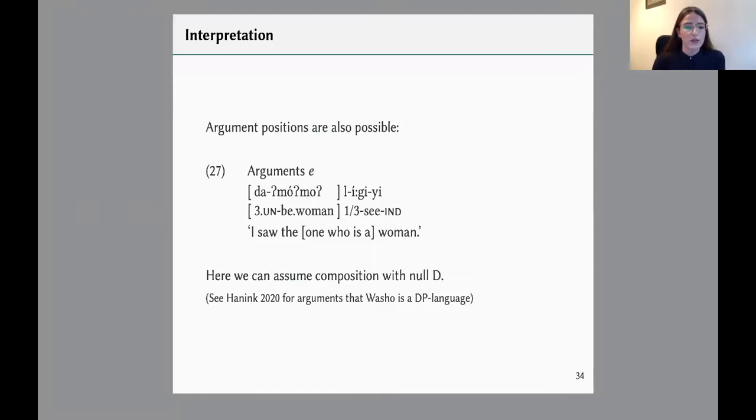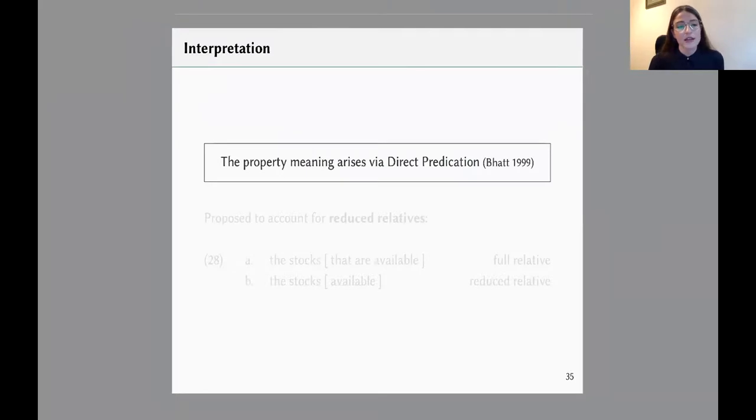But importantly, we know that argument positions are also possible, so this is not surprising. So we see this here in 27, dat mot mot ligi, or I saw the one who is a woman. But here we can assume composition with a null D. So we don't need to say anything too much extra or too surprising about the fact that we can get these in argument position. Now, I'm going to propose here that the property meaning that we want these things to begin as arises via direct predication. Direct predication was proposed by Bott 1999 to account for reduced relative structures.